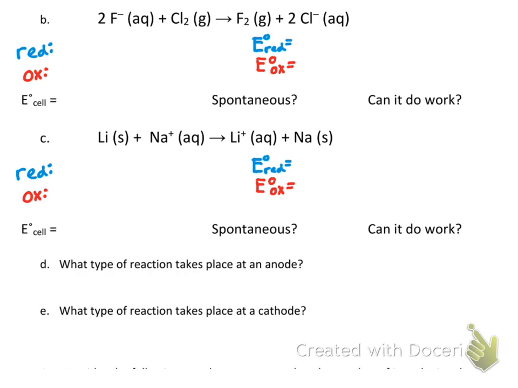Okay, so now we have some halogens reacting. We have chlorine trying to take some electrons from fluoride. Let's see how that works out for chlorine. Good luck. So our reduction reaction is the chlorine going from Cl2 gas, trying to take 2 electrons and become chloride.